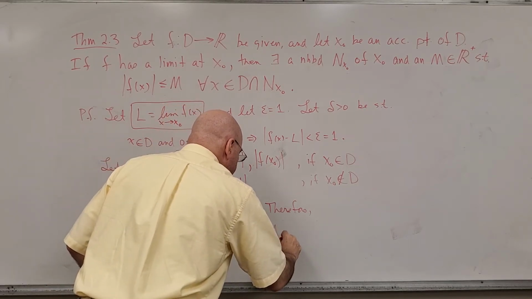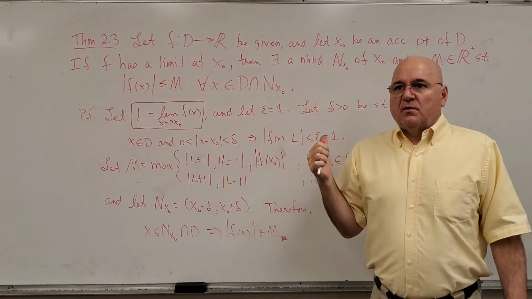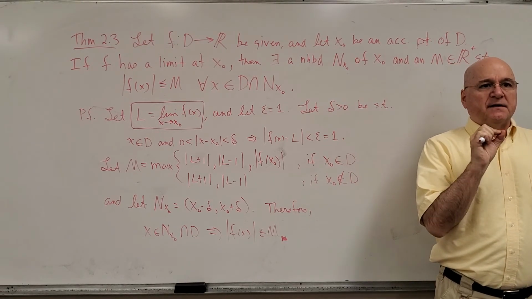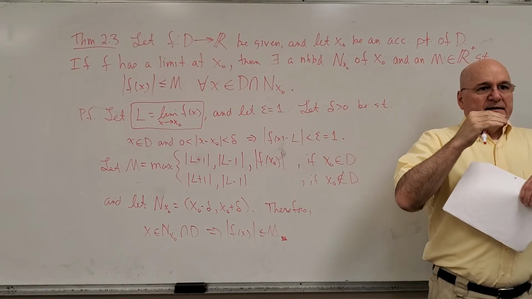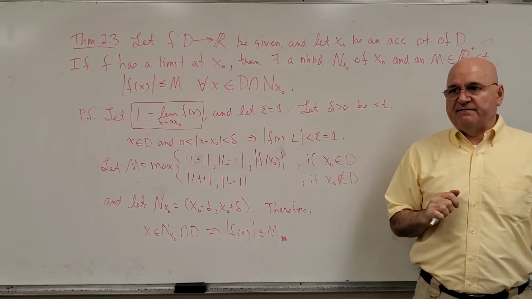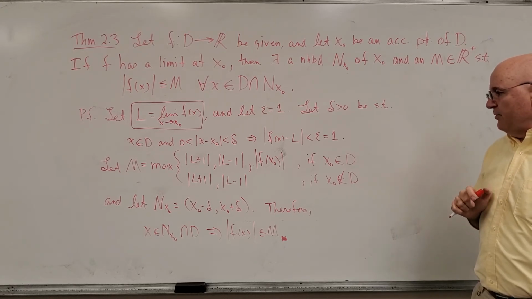again, I'll repeat because it's important. All this theorem is saying is that if the limit exists at a particular point, the function is bounded within some neighborhood of that point. It might have to be a very small neighborhood, but in some neighborhood it will be bounded.